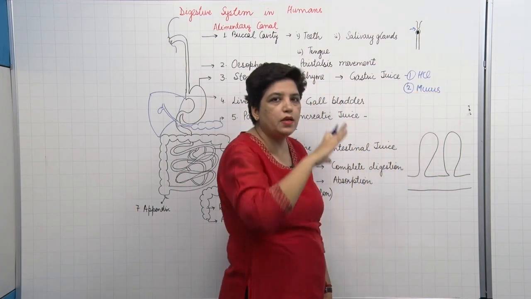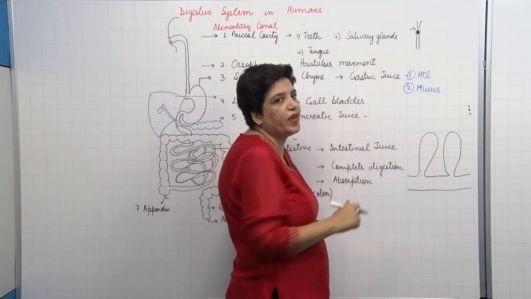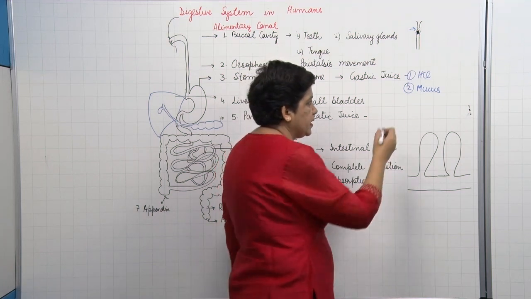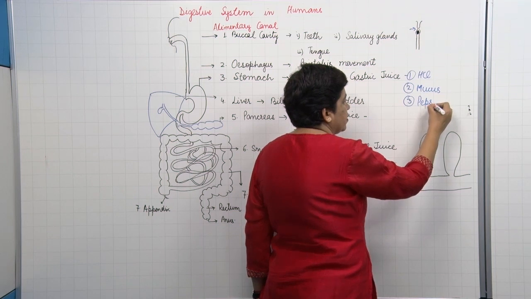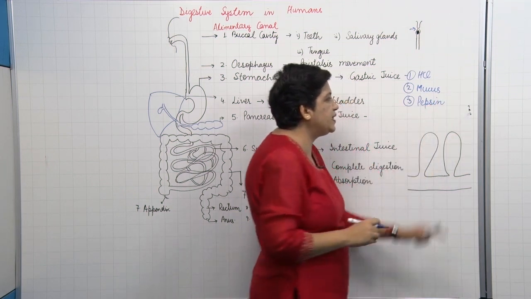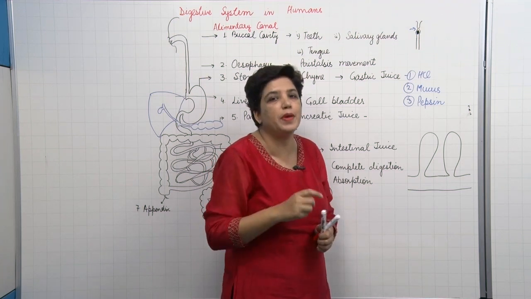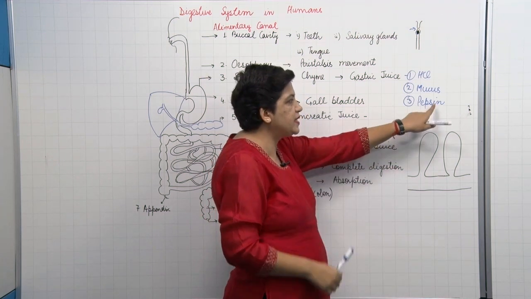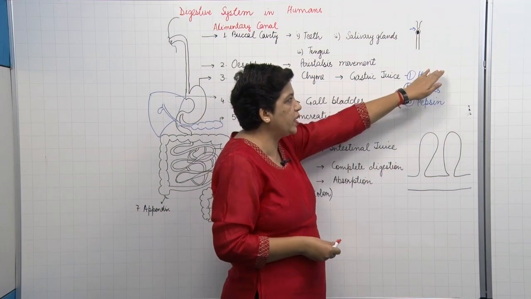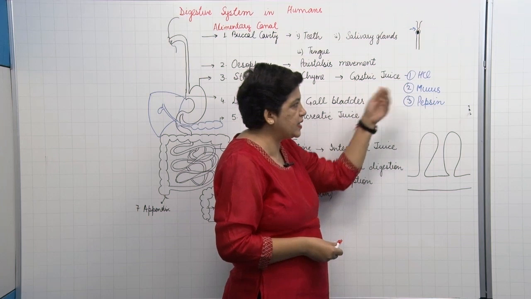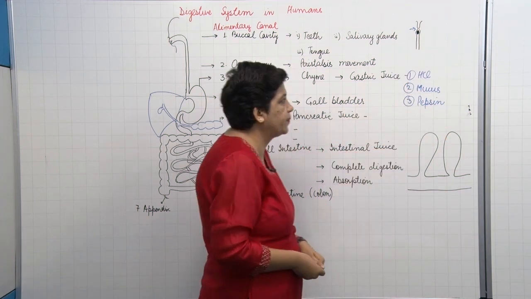Mucus helps in protecting the inner lining of the stomach from the corrosive effect of the acid. And thirdly, it secretes an enzyme called pepsin. The pepsin enzyme helps to break the protein molecules into smaller peptones. But the pepsin is active only in acidic medium. So that's the function of hydrochloric acid. It makes the food acidic and activates the pepsin which can act on the food.